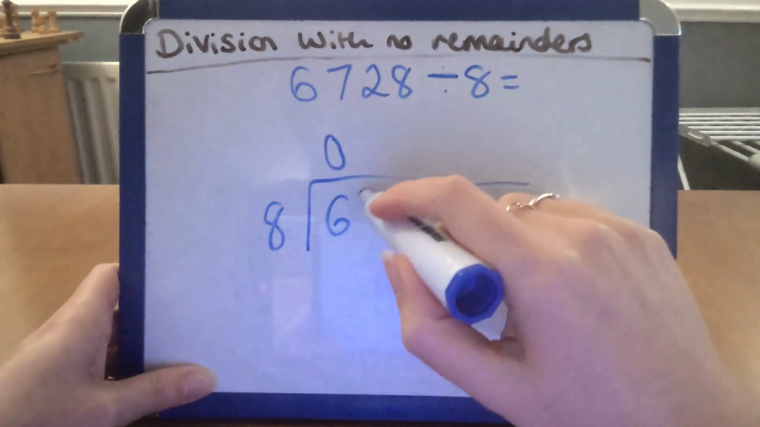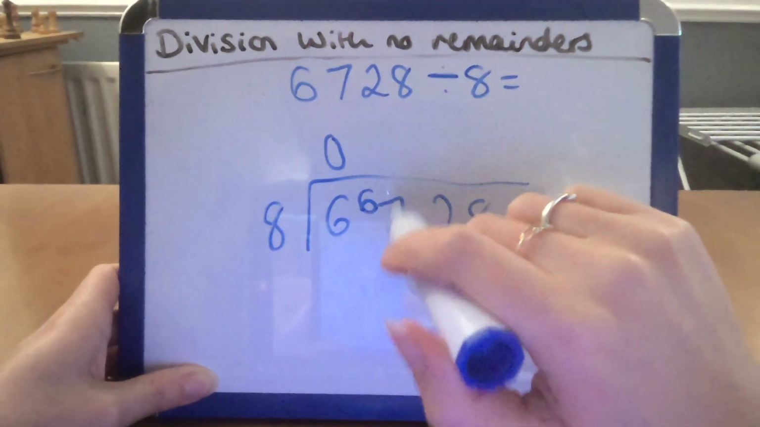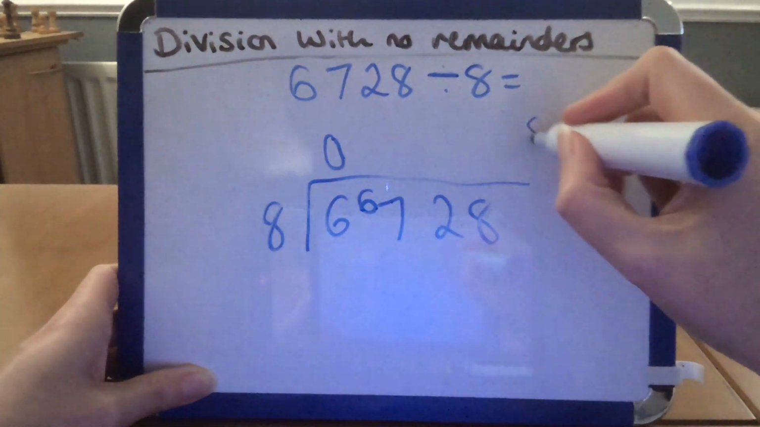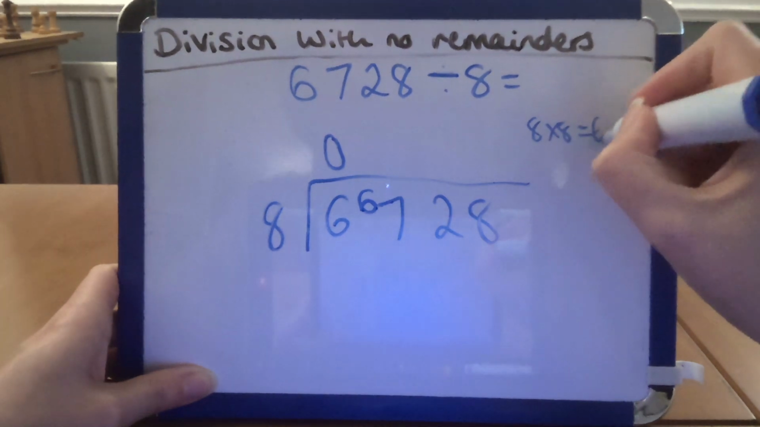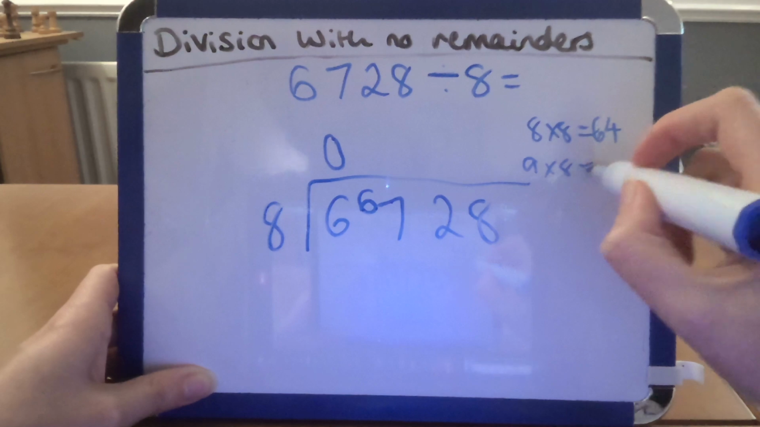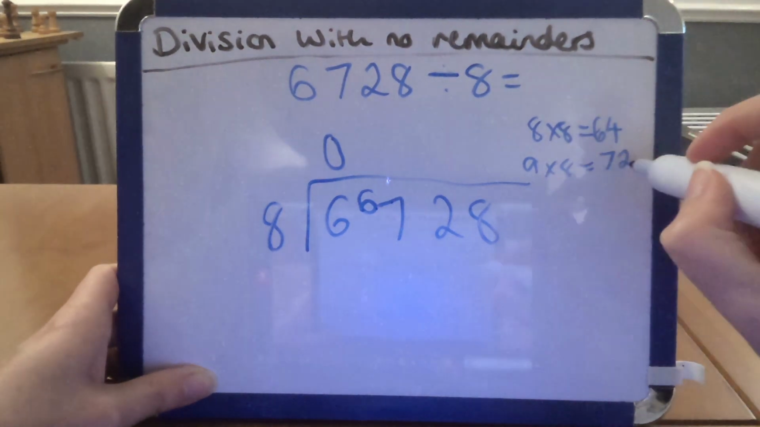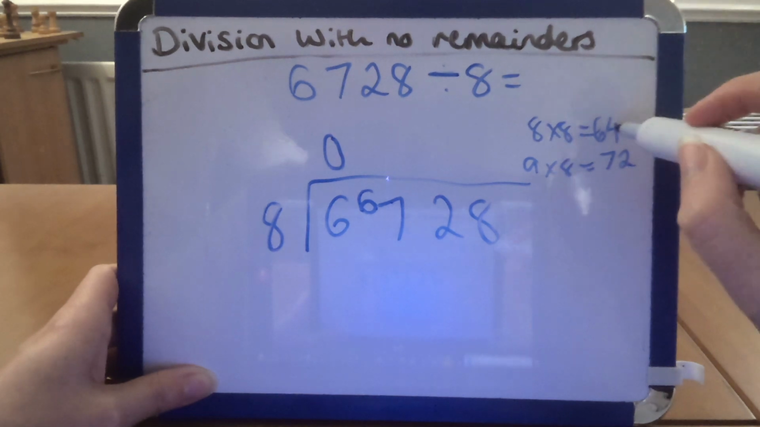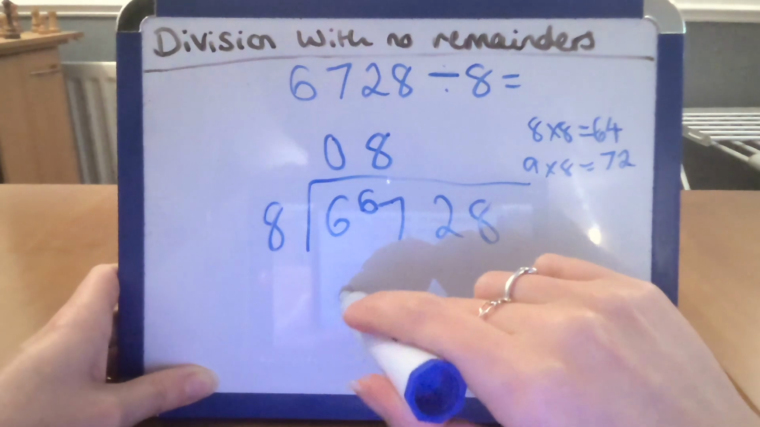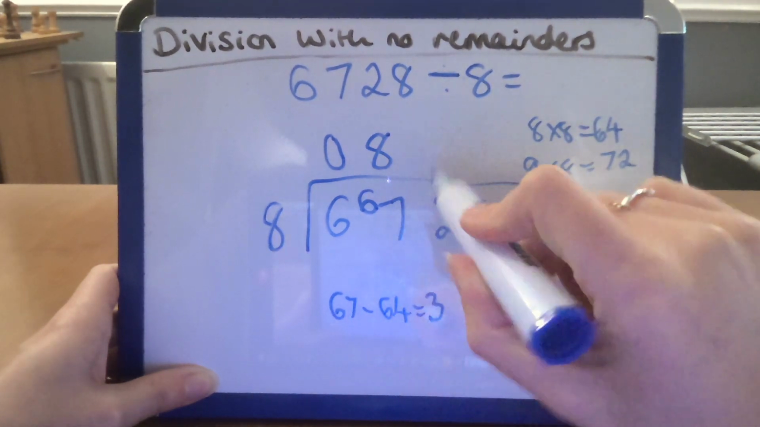The 6 that I haven't used goes over here, making this 67. How many times does 8 go into 67? If I go through my 8 times table, I know that 8 times 8 equals 64. And 9 times 8 equals 72. So 9 times 8 is too high. So I'll go with 8 times 8 is 64. And then 67 take away 64 leaves me with 3 left over.